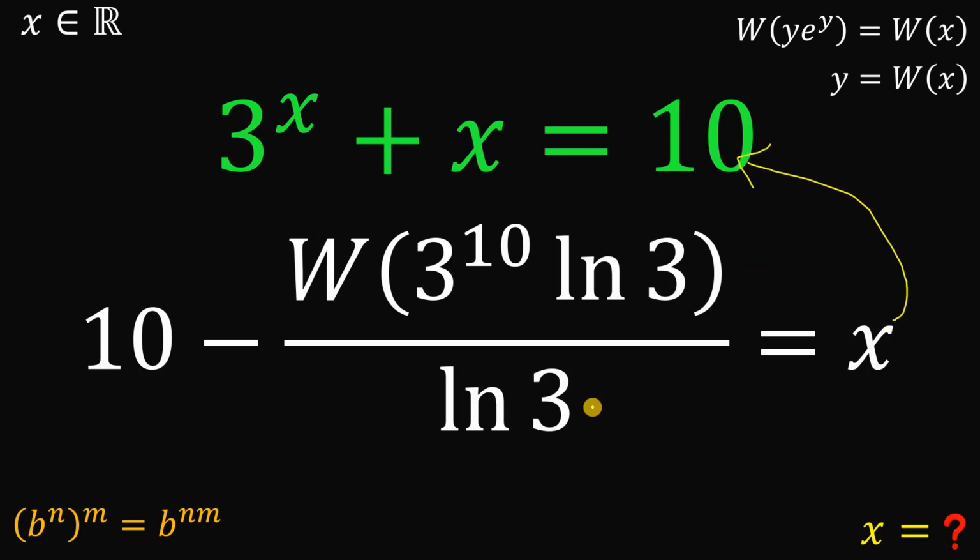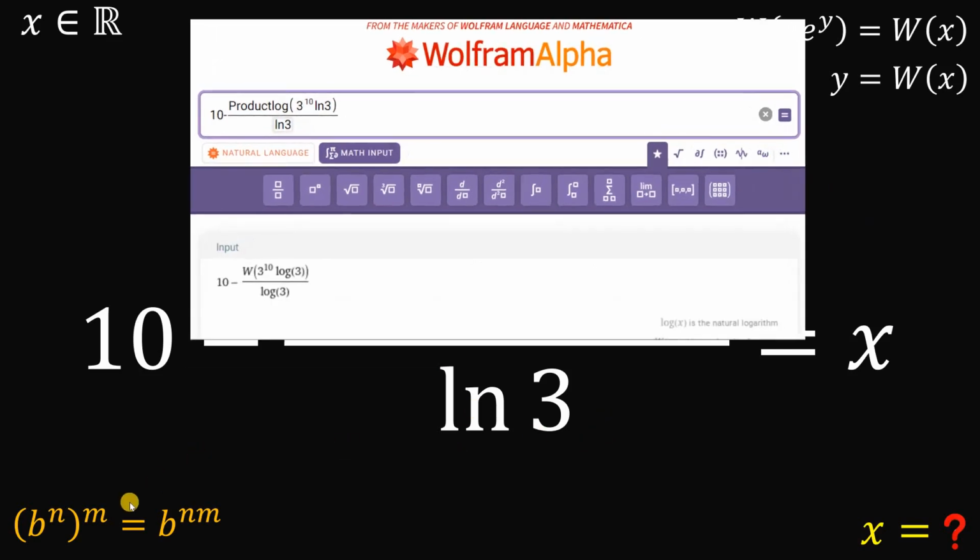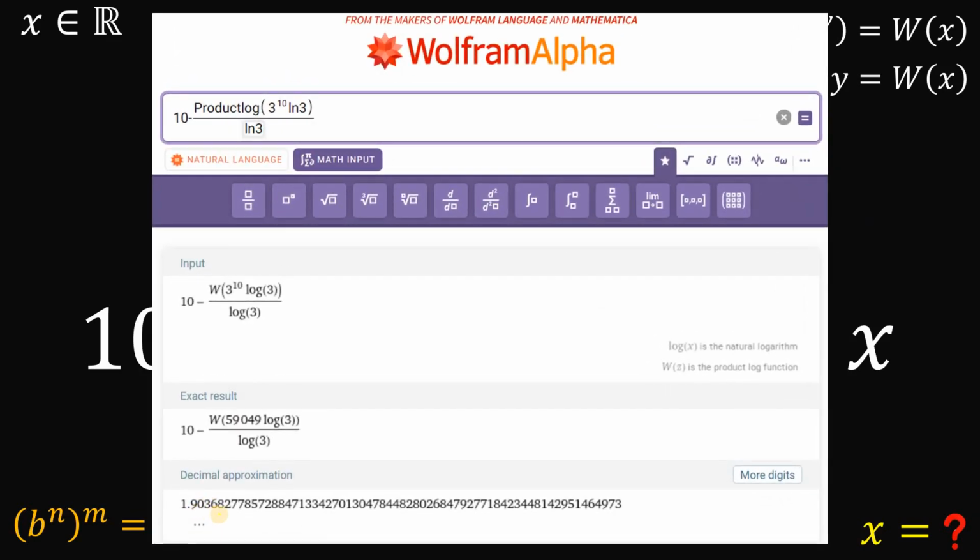And let's see, what is the value of this number? So let's type this in Wolfram Alpha. So we have 10 minus, again, this W, or the Lambert W function, is also known as the product logarithm. So product log of 3 raised to the power of 10 times ln 3, all over ln 3. And if we get this value, we have 1.9036877, and so on and so forth. And our observation is correct, because this number is less than 2, but it is close to 2.